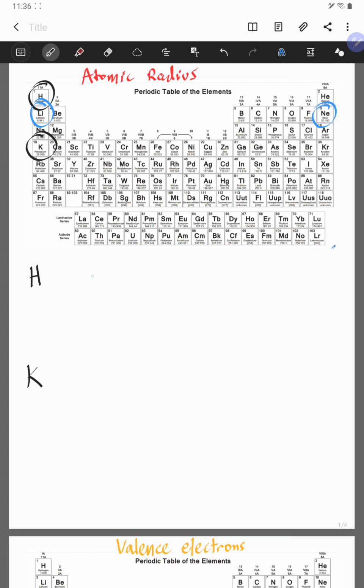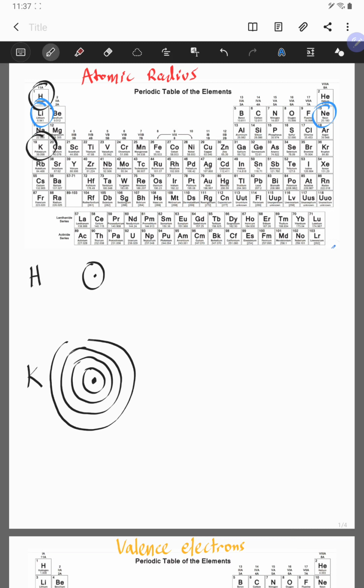If we were to draw a Bohr model for hydrogen and potassium, for hydrogen we're just going to have one proton in the center, and then one electron around it. For potassium, our Bohr model, we're going to have a total of 19 protons in the center, and then we're going to have 2 electrons on the first shell, 8 electrons on the second shell, 8 electrons on the third shell, and we will have 1 electron in the outermost valence shell.